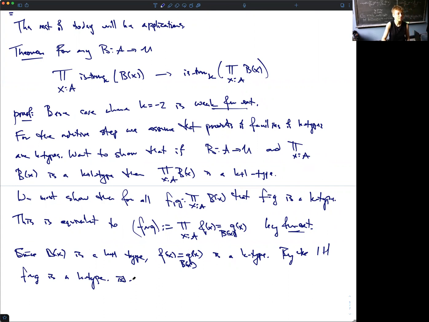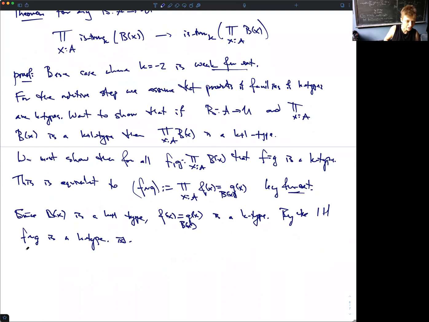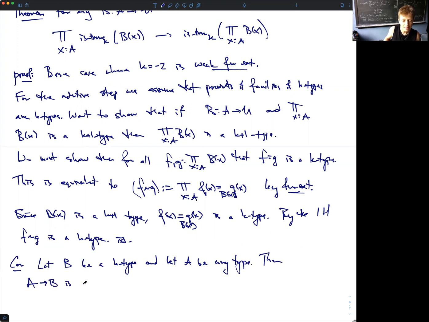Great. So that's kind of wonderful as well. This base assumption that products of families of contractible types are contractible somehow generalizes automatically to all truncation levels. And we get some corollaries of this right away that are very cool. Firstly, let B be a k-type and let A be any type. So the claim is then the type of functions from A to B is a k-type.